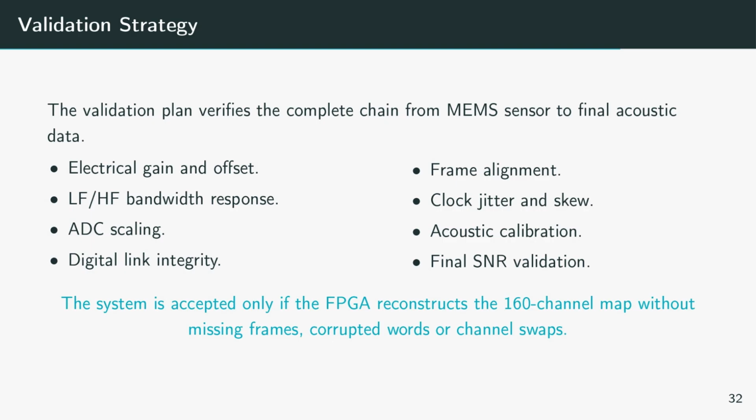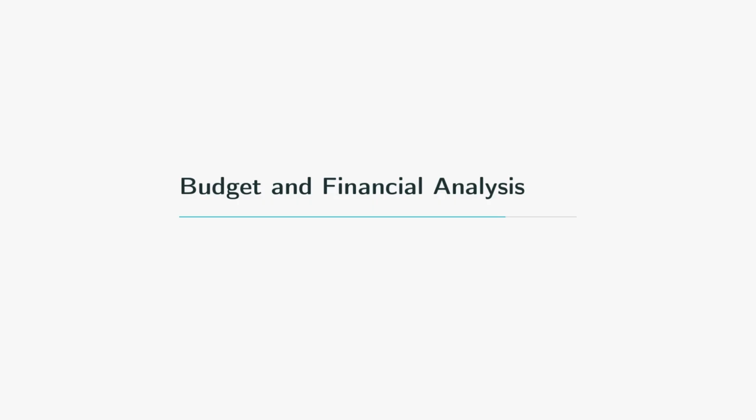On the digital side, we test the link integrity, frame alignment, and channel order. This is essential because the FPGA must reconstruct the correct 160 channel map. Clock quality is also validated by checking jitter and skew, since timing errors would affect phase coherence and beamforming. Finally, we perform acoustic calibration and final SNR validation. The system is accepted only if the FPGA reconstructs all the 160 channels without missing frames, corrupted words, or channel swaps.